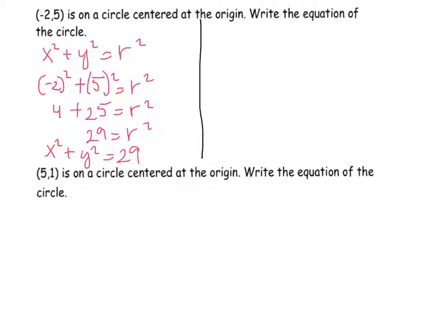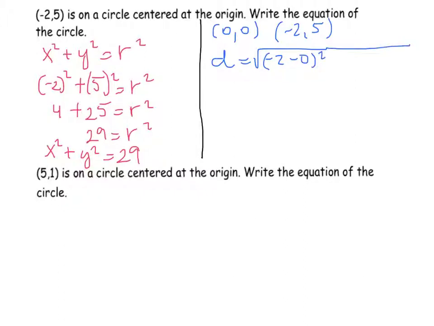The second method I'm going to use is find the distance between 0, 0, which is the center, and negative 2, 5. So the distance will equal the square root of negative 2 minus 0 squared plus 5 minus 0 squared. So the distance between these 2 points is going to be the square root of negative 2 squared plus 5 squared, which is the square root of 29.